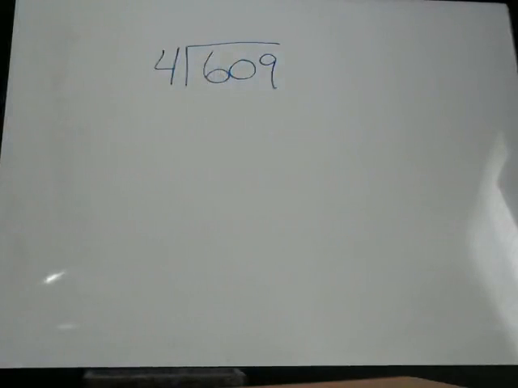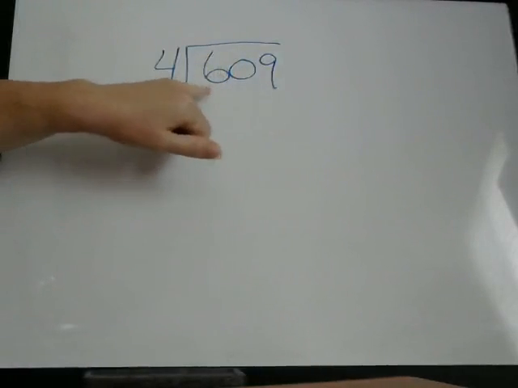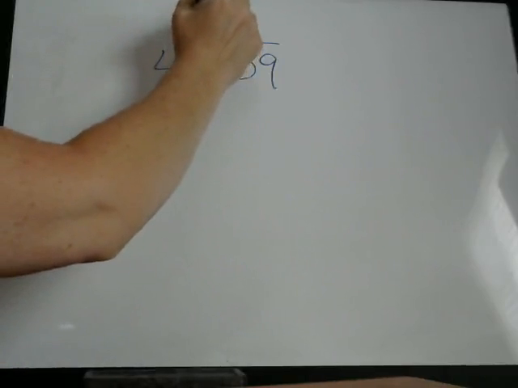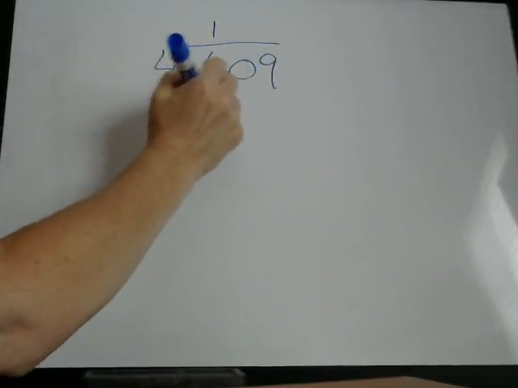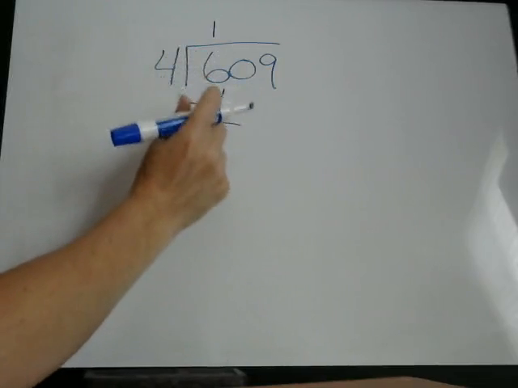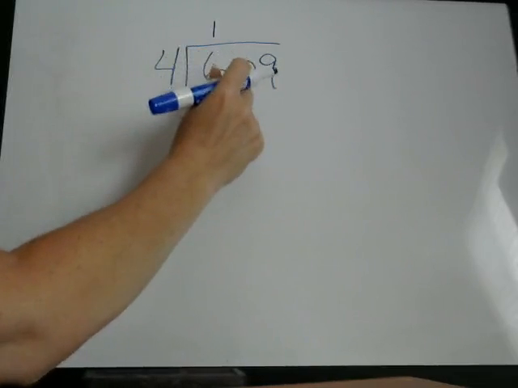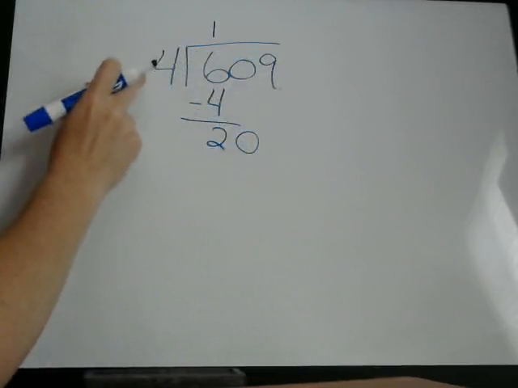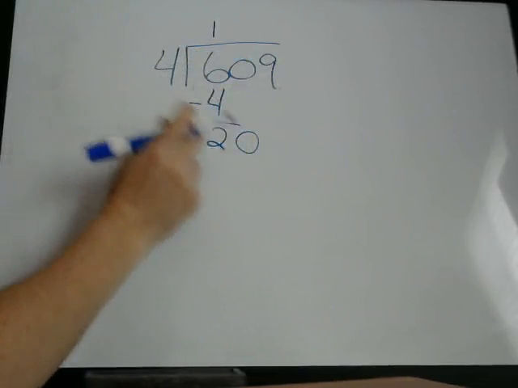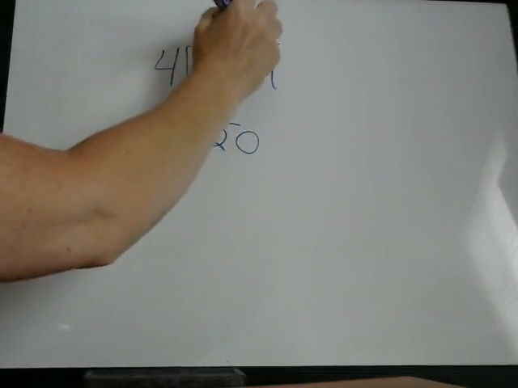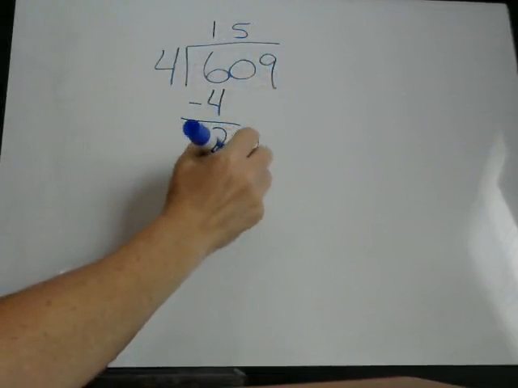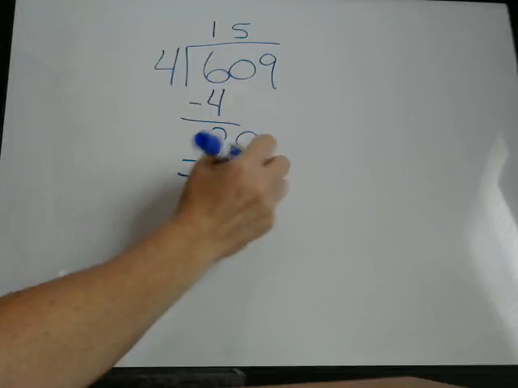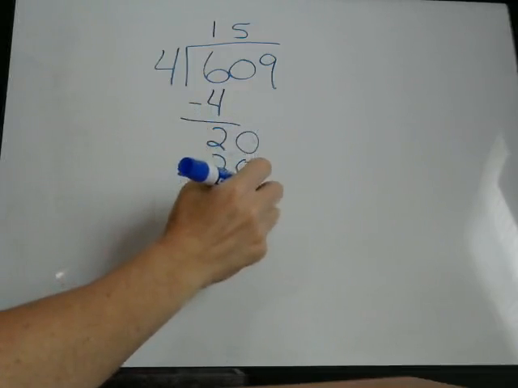609 divided by 4. How many times does 4 go into 6? It can only go one time without going over. Multiplication. 1 times 4 is 4. Then do a subtraction. 6 minus 4 is 2. Bring a number down, which happens to be 0. Then look down. How many times does 4 go into 20? 5. Put the 5 above the 0. Do a multiplication. 5 times 4 is 20. Write that number down. Do a subtraction. 20 minus 20 is 0.